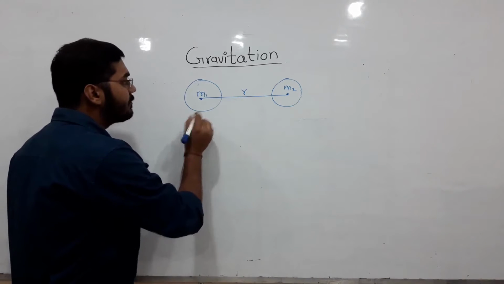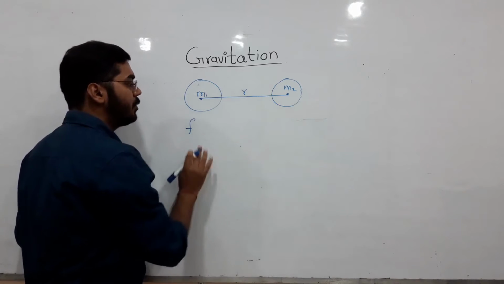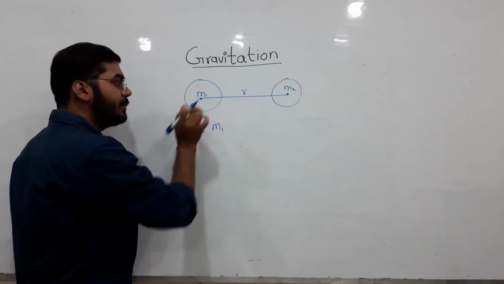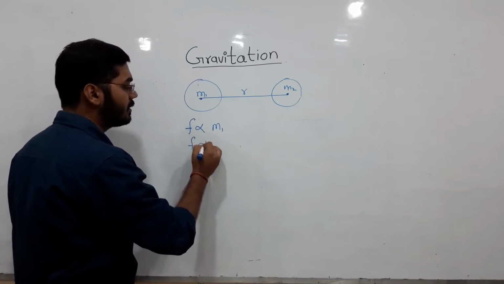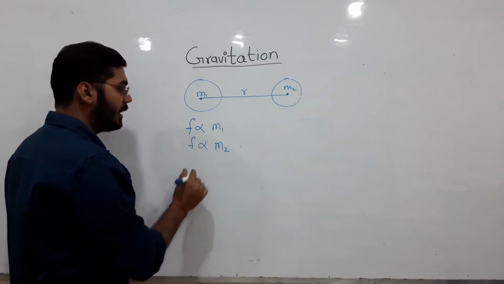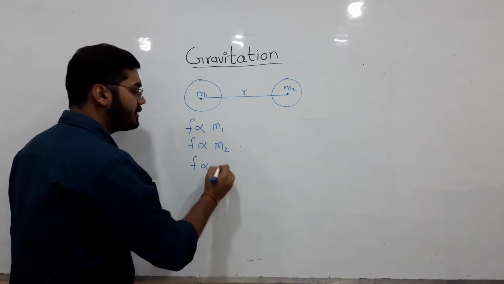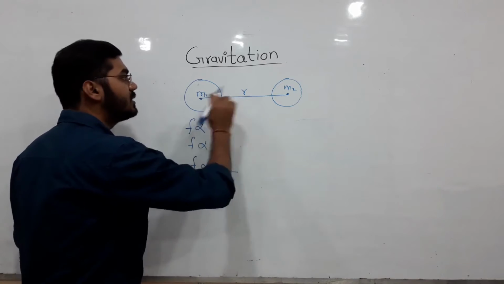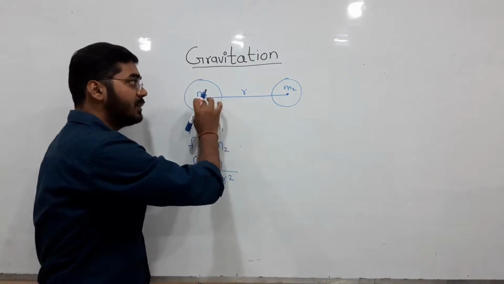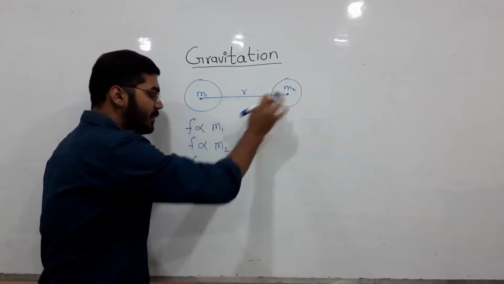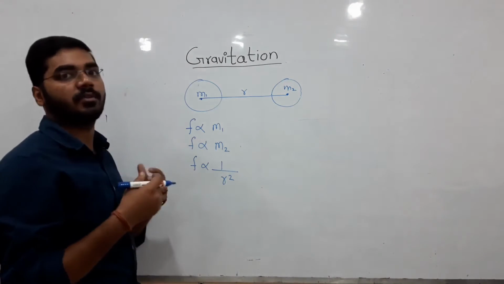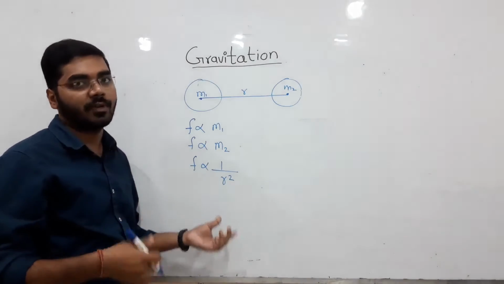So he said the force of attraction between the mass m1 and m2 is directly proportional to m1. So greater the mass m1, greater will be the force. Second, he said force is directly proportional to the mass m2, greater the mass m2, greater will be the force. And third, he said force is inversely proportional to the square of the distance between them. Inverse square law. So greater the distance between them, lesser the force. So if the distance between them is twice, the force will be 1/4 because the square sign is there.